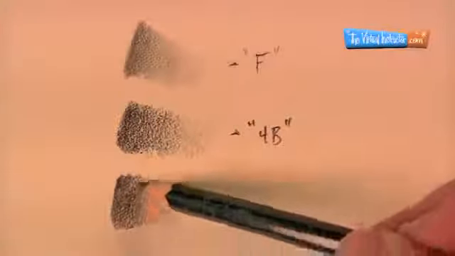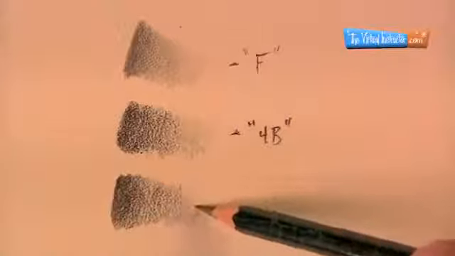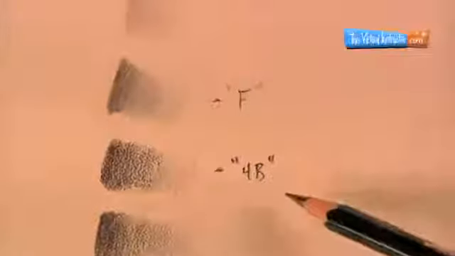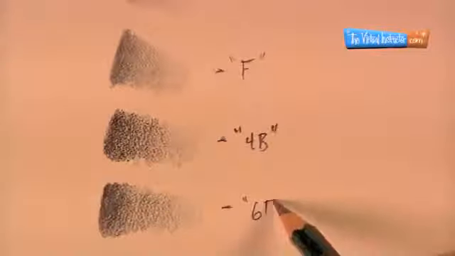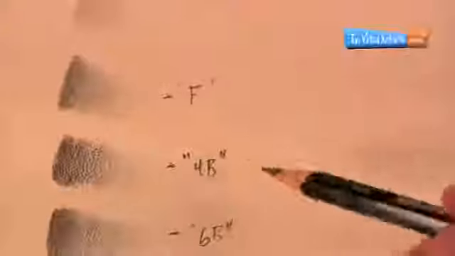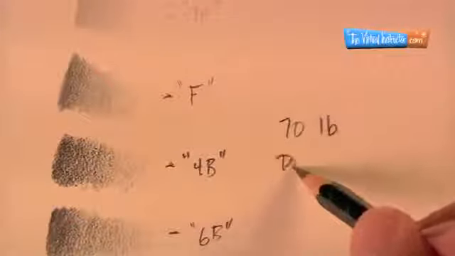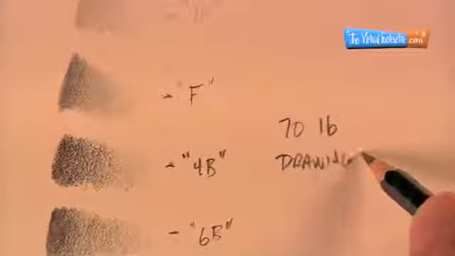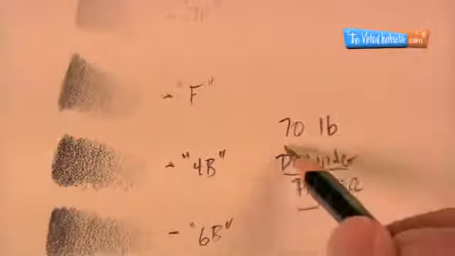Remember, again, this is 70-pound drawing paper. All right, now what we're taking a look at here is a 6B pencil, which is very closely related to a 4B pencil. And again, like I've pointed out, this is 70-pound drawing paper. It's pretty much your run-of-the-mill drawing paper that you might buy at the art store.